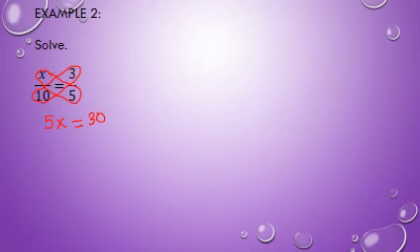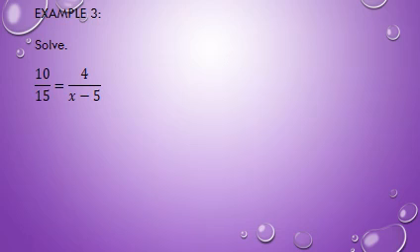And then we just solve this one-step equation. So we're going to divide by 5. Those will cancel out, and that gives us x equals 6. And then, of course, you can plug in your answer, which is called substitution, and check to make sure that it works out.